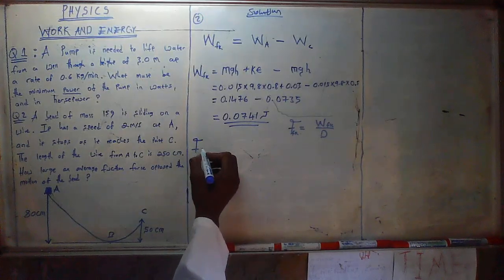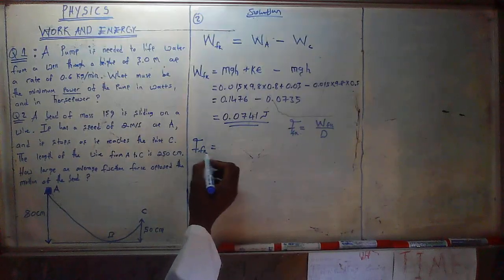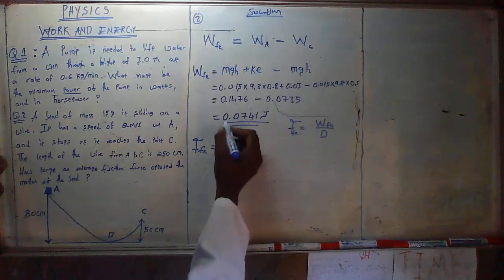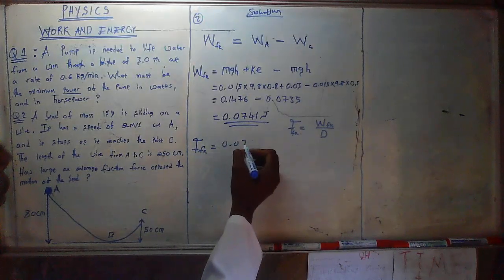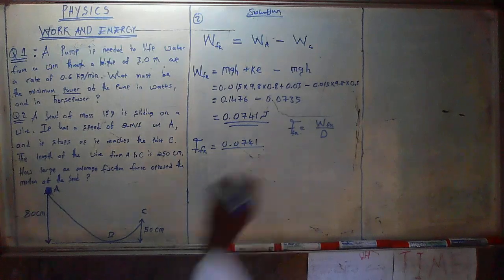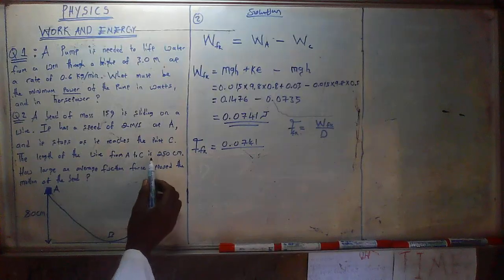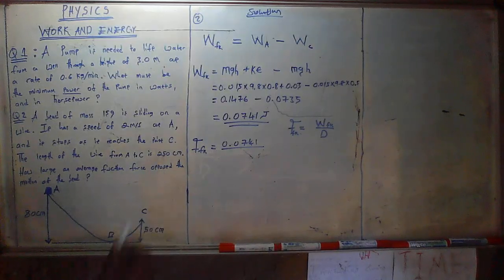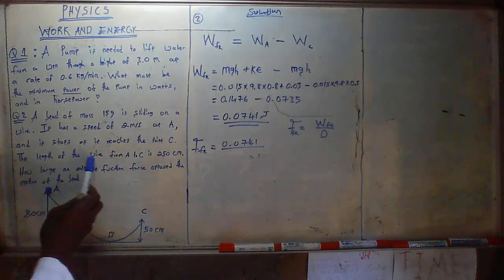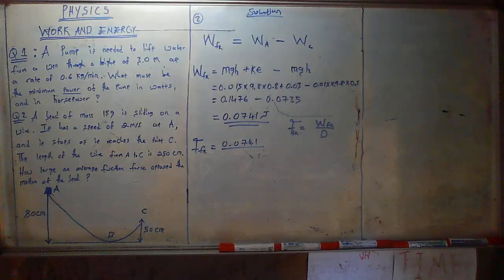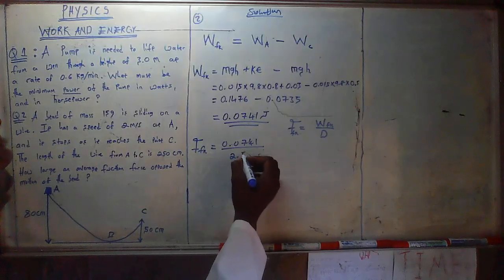Therefore, the average friction force is equal to the work done by friction, which is this one, 0.0741, over the distance moved. This thing moved a distance of this, because they are saying that the length of the wire from A to C is 250 centimeters. So what is 250 centimeters in meters? Just divide by 100, which gives 2.5 meters.